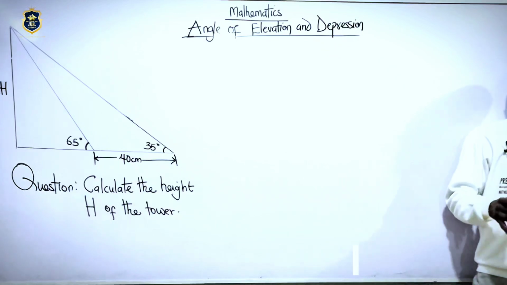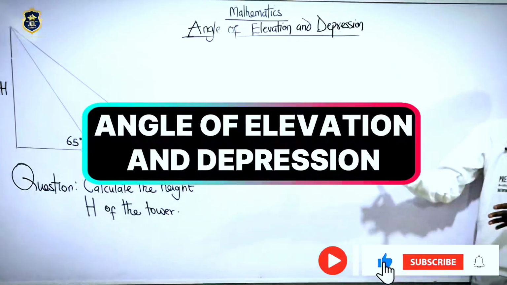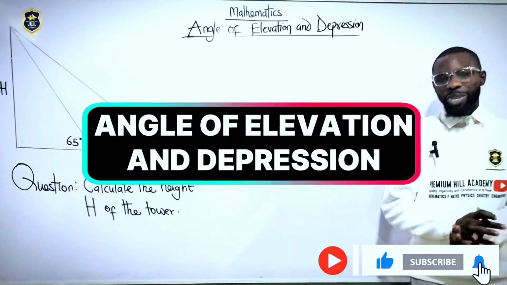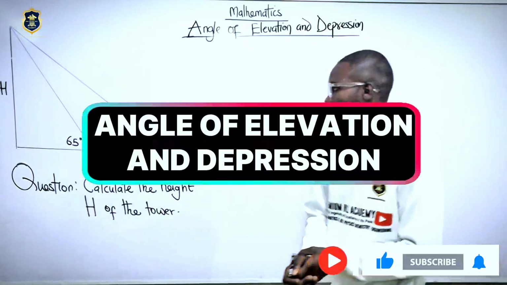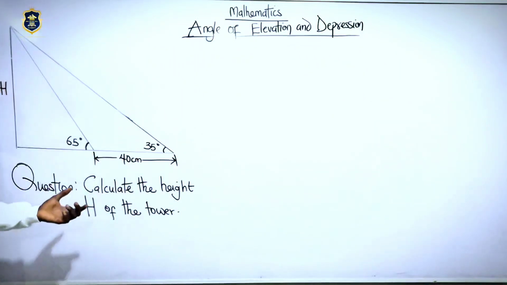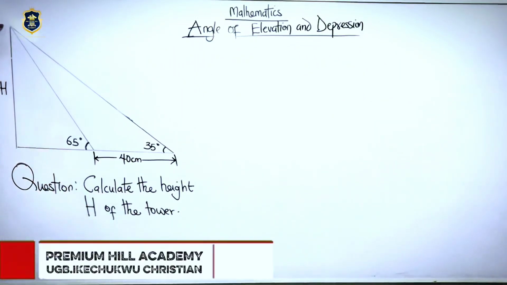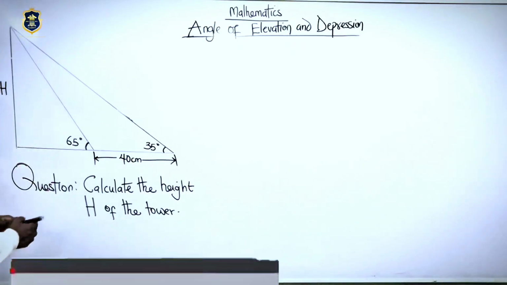Of elevation. So I'm just going to do a complete breakdown on how to get the height in the question. The question says, calculate the height h of the tower. So we're looking for this height, right? And you must understand that there are two triangles here. We have the major triangle.